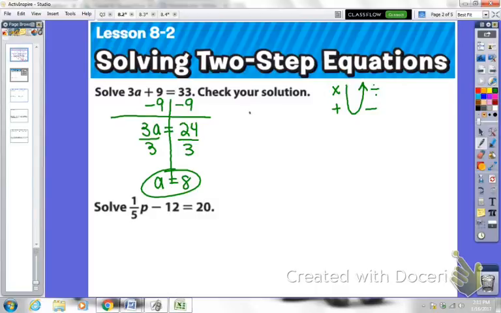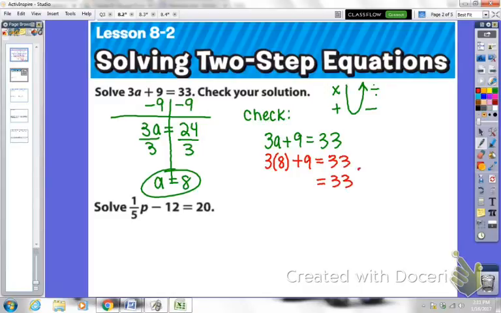Alright, to check my solution, you always write the original problem. 3a plus 9 is equal to 33. And I think that a is 8, so I'm going to replace the a with 8. And I'm going to solve the left-hand side to see if this is true. So order of operations, multiply 3 times 8, that's 24, add 9, and that gives us 33, which actually equals 33. So you can't just stop by substituting the number in, you actually have to finish out the check and see if it actually checks and works.